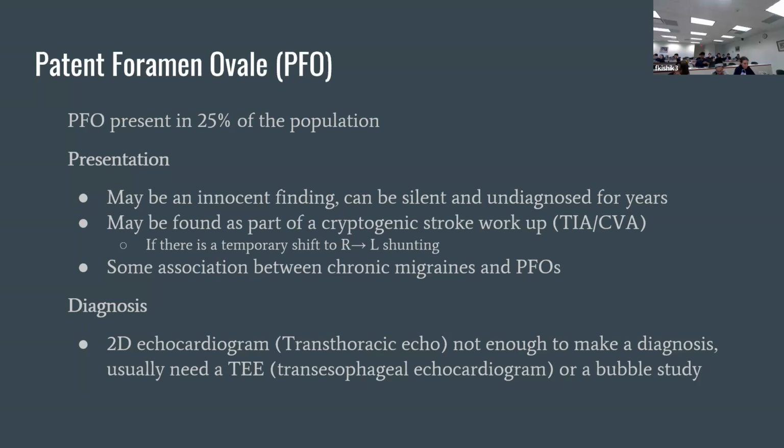Commonly, if we do find this, it's found as a part of a cryptogenic stroke workup. Do you guys know what a cryptogenic stroke is? So cryptogenic just means there's no other reason for the stroke. If someone comes in with a stroke, usually specialties are called in to figure out why the stroke happened. So neurology will do a scan of the brain and they'll see, is it embolic? Is it hemorrhagic? Is it ischemic? And then if they determine it's embolic, they'll call cardiology in and say, where did the embolism come from?